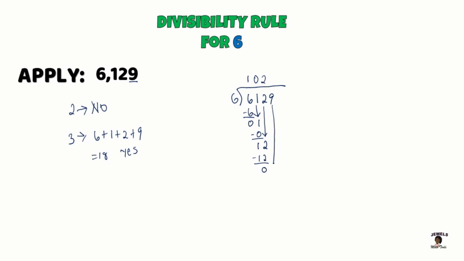We're going to bring down our 9. 6 goes into 9 once. 1 times 6 is 6. 9 minus 6 is 3. So this is a big no for 6 again.